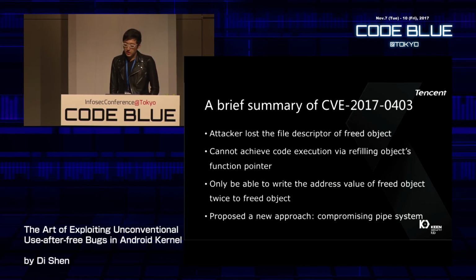So here is a summary. In this case, when the object is freed, the attacker has lost the file descriptor of this object. So besides triggering the use-after-free, I cannot do anything to manipulate the objects. Also, there isn't a function pointer to refill the deallocated objects. So what we really can do is just overwrite the address of the object to itself twice, 16 bytes in total. So I proposed a new approach to compromise the pipe system with this use-after-free and overwrite the kernel memory.